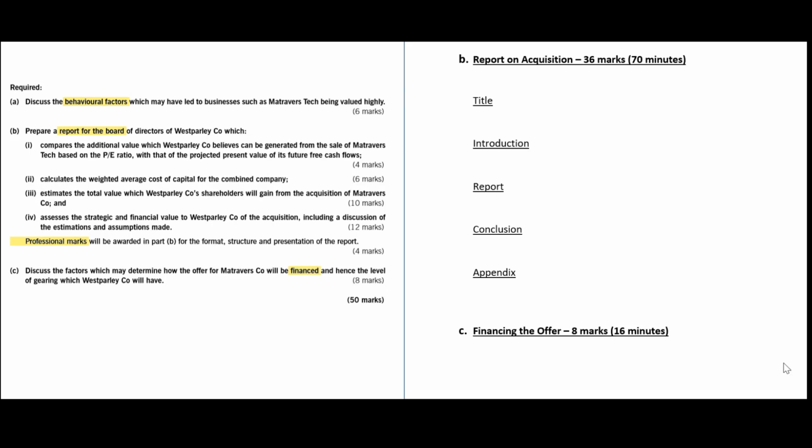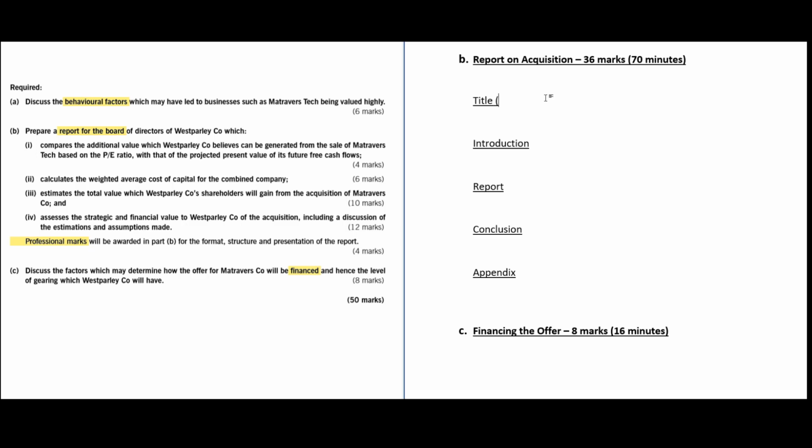Let's think about part B now then, which was the report. So I've just pre-populated this with the structure of a report. So probably not a bad idea in the exam just to get this jotted down somewhere so you know the structure that you need to follow. So because it is a report, we're going to do a title. So a really quick, just a few words, just outlining what the report is about. So I'll just quickly jot that down.